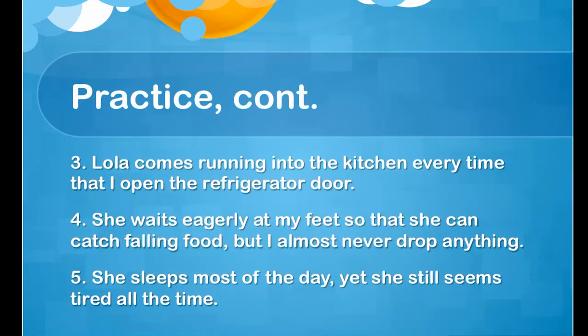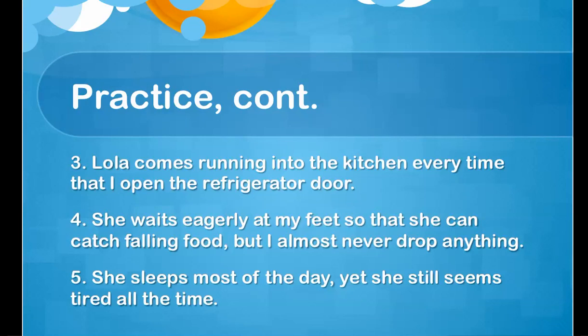So now copy these sentences, pause the video, and resume play to hear the answers. Number 3, Lola comes running into the kitchen every time that I open the refrigerator door. Lola comes running into the kitchen is an independent clause. That I open the refrigerator door is a subordinate clause. One independent clause plus one subordinate clause equals a complex sentence.